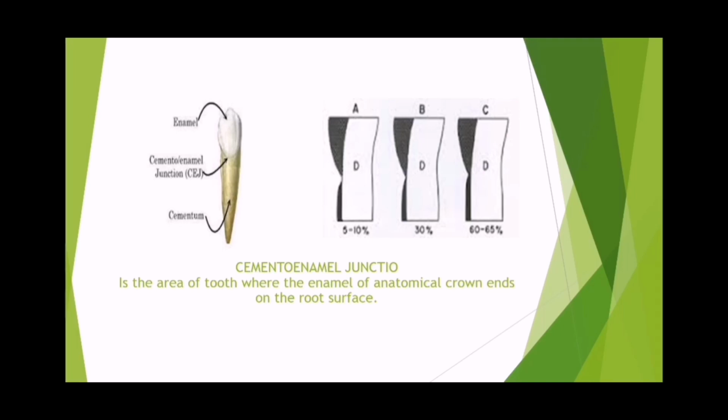There is a diagrammatic representation of the cemento-enamel junction. It is the area of the tooth where the enamel of the anatomical crown ends on the root surface. On the basis of the cemento-enamel junction, we have three types. In A, the enamel and cementum move apart and the dentin is literally exposed.